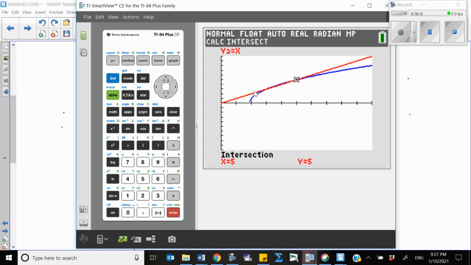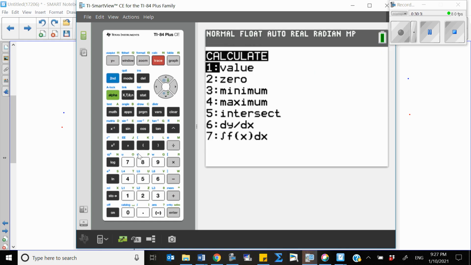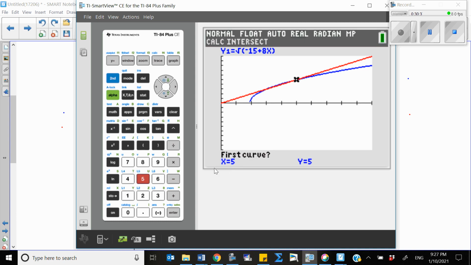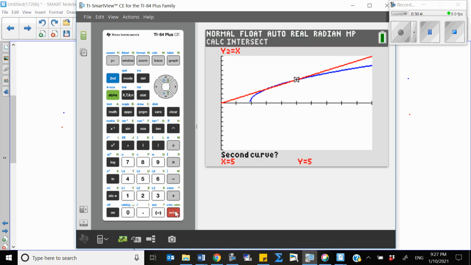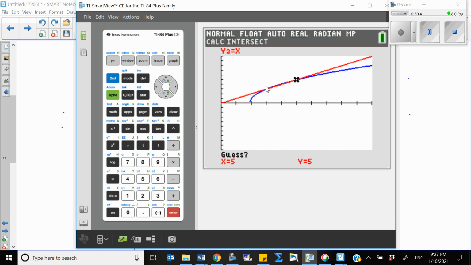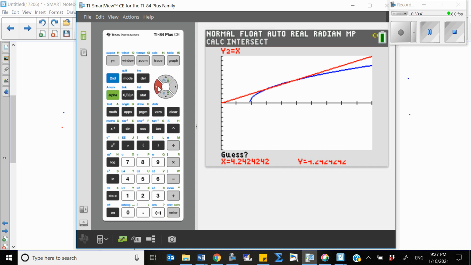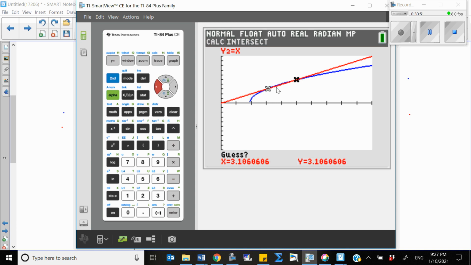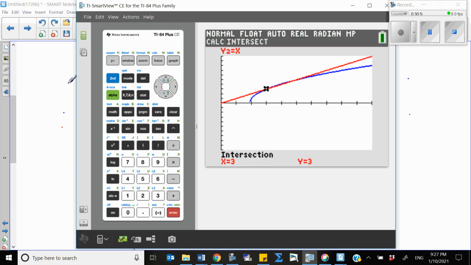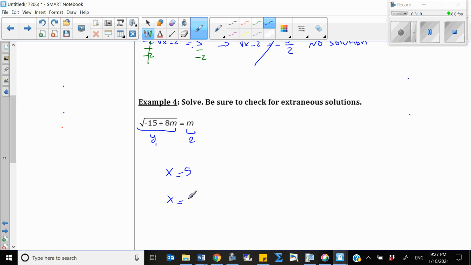And the next one, we want to find this intersection. Again, second, trace, number 5. First curve just automatically will go on the curves. And for the guess, I'm going to move this to this side, closer to my point. Because we had 2 points, I'm going to move this one closer to the other intersection, so I will have that. Then enter, and it's going to give me x equal to 3.